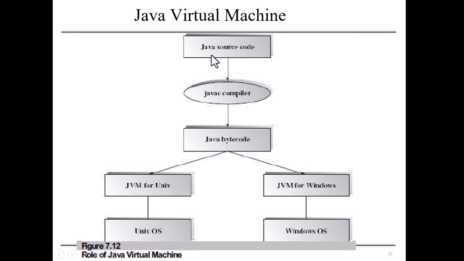So this is a Java source code which is written in a Java platform. We have a Java compiler which compiles the Java source code and converts it to the Java bytecode. So we have JVM, Java virtual machine for Unix, and Java virtual machine for Windows. Java virtual machine for Windows works on the Windows operating system, and for Unix we have a Unix operating system.